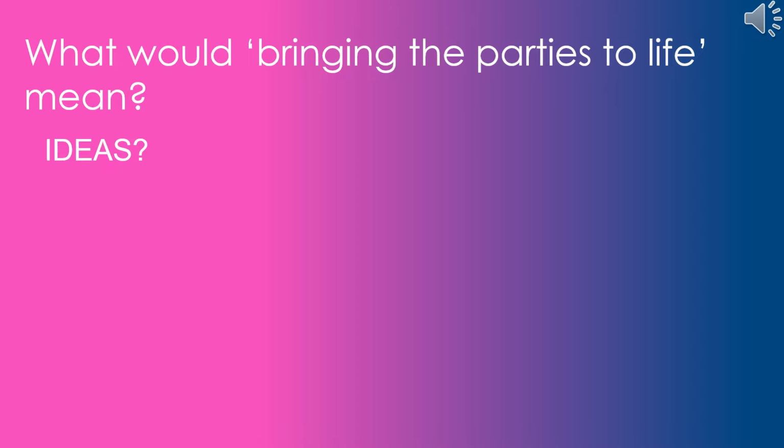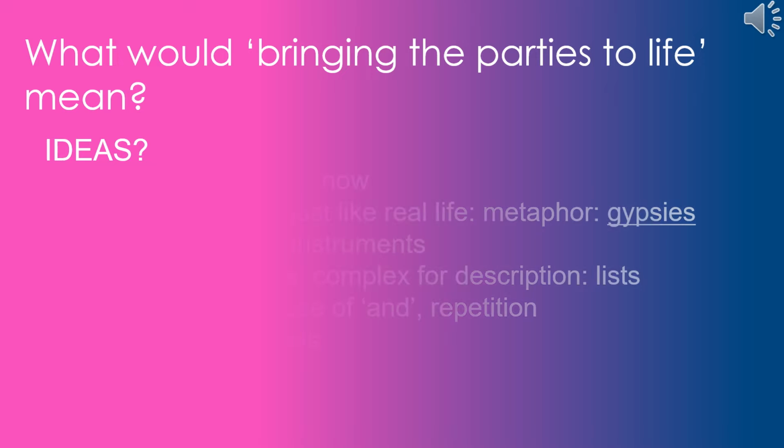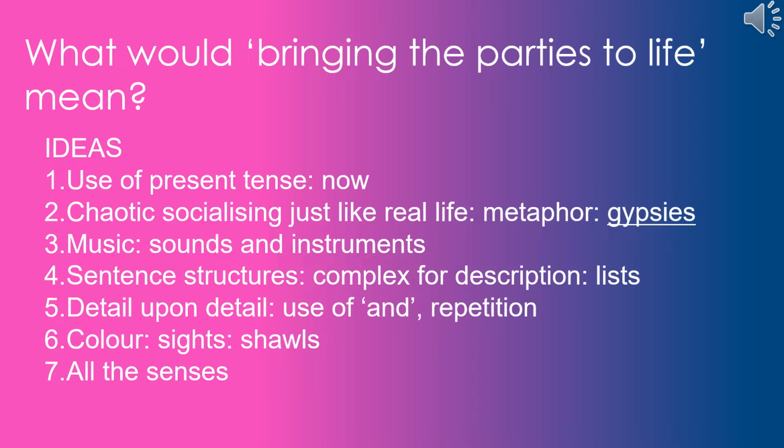What does bringing the parties to life mean? Here are my thoughts. He uses the present tense, now, makes it very immediate. There's chaotic socialising, just like real life. He uses the metaphor gypsies to describe girls who are moving around the room. The music, there are sounds and instruments, a long list of instruments. Sentence structures, they're complex for description and he uses lists. Detail upon detail, the use of and to show the extravagance of all the musical instruments, and repetition. Colour, he talks about the shawls that are different colours, and he describes what you can sense with all your senses.